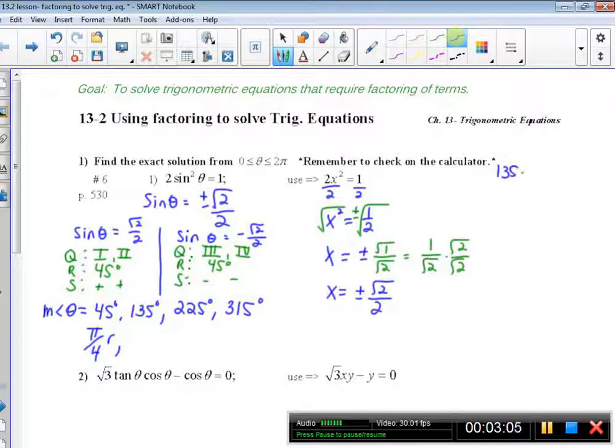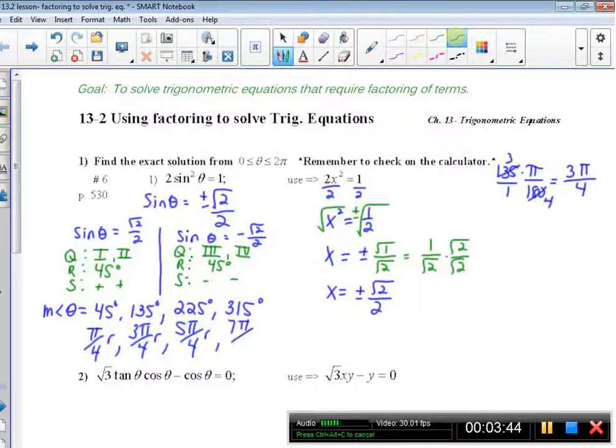135 over to the side, we're doing times pi over 180, and that's going to be 3/4. This simplifies to 3 and 4, so that's 3 pi over 4 radians. And then for 225, another way to look at this is, if you took 45 times 3, you'd get 135, so that's how we got 3 pi over 4. If you took 45 times 5, you'd get 225, so this one would be 5 pi over 4. And if you took 45 times 7, it'd give you 315, so this one is 7 pi over 4.